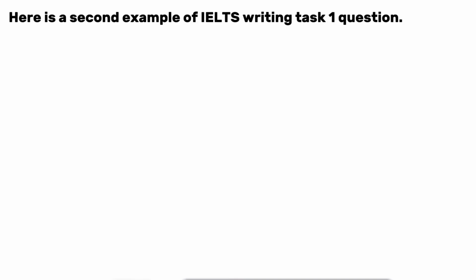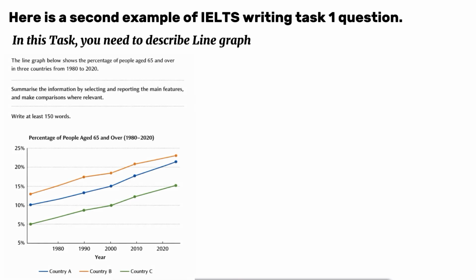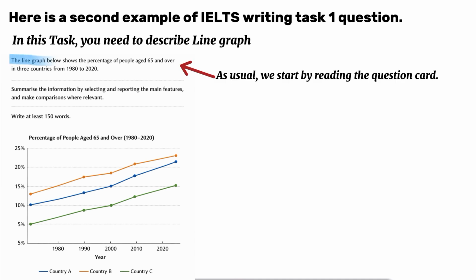Here's a second example of IELTS Writing Task 1 question. In this task, you need to describe a line graph. Let's try to write an introduction for this task. As usual, we start by reading the question card. The line graph below shows the percentage of people aged 65 and over in 3 countries from 1980 to 2020.